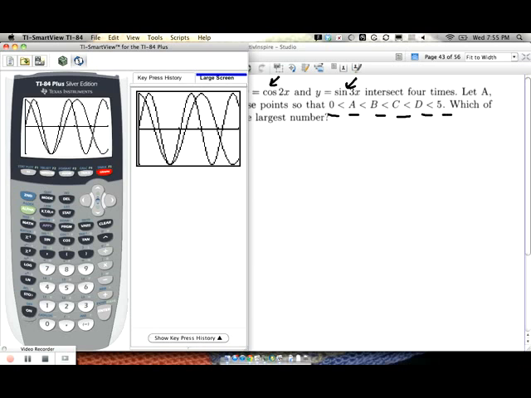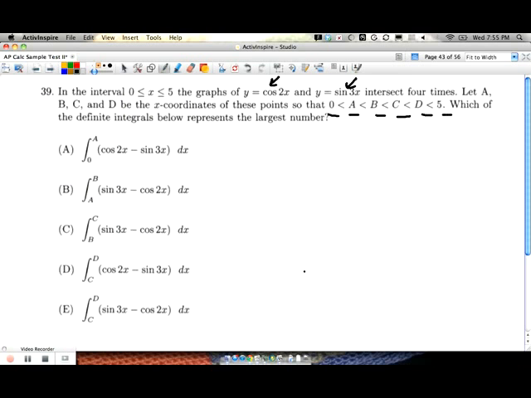Okay, so we intersect here. Now we need to figure out which one's on top and which one's on bottom. Well, let's look at from A to B, then from B to C, and then from C to D. We have 3 different regions that we're looking at in there. We also have from 0 to A as well.